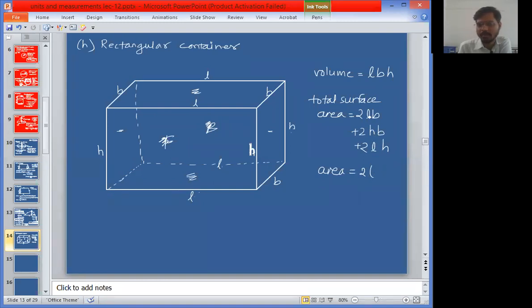The sequence does not matter. LB plus BH plus LH or HL. So let me write it here. Area is equal to 2 into bracket LB plus BH plus HL. This is the total surface area of the rectangular container.